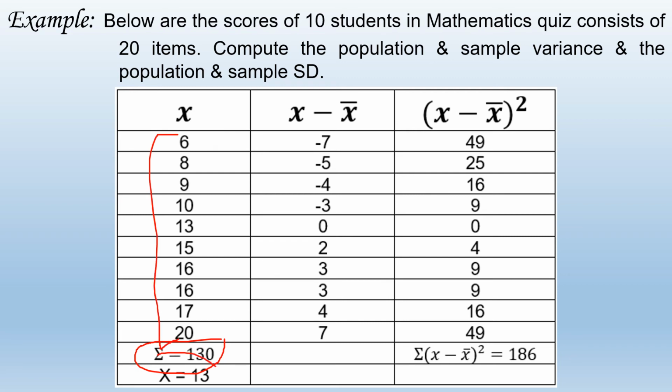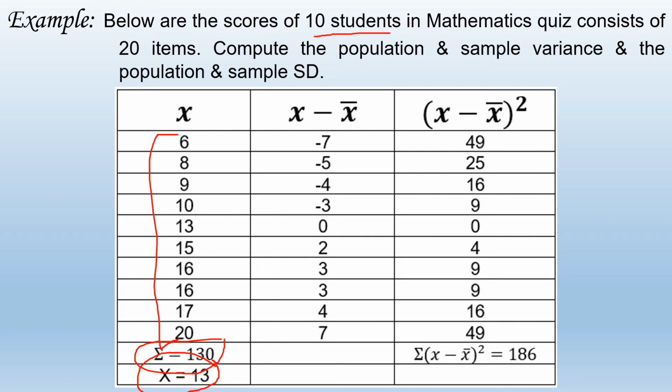And then of course, to get the mean, all we have to do is divide 130 by the number of students. Since this is 130 and we have 10 students, therefore 130 divided by 10. That is why we get 13 as our x bar.